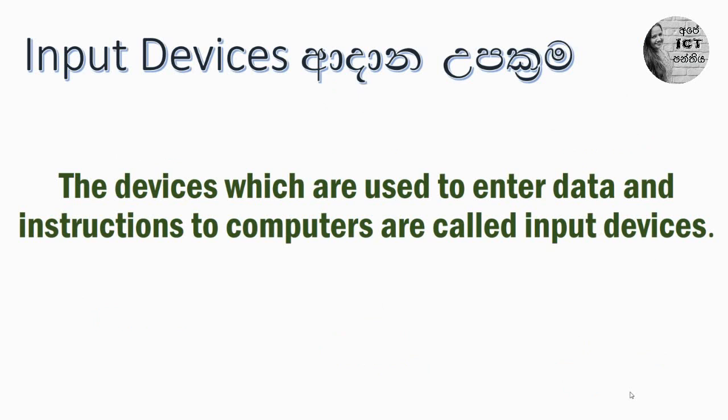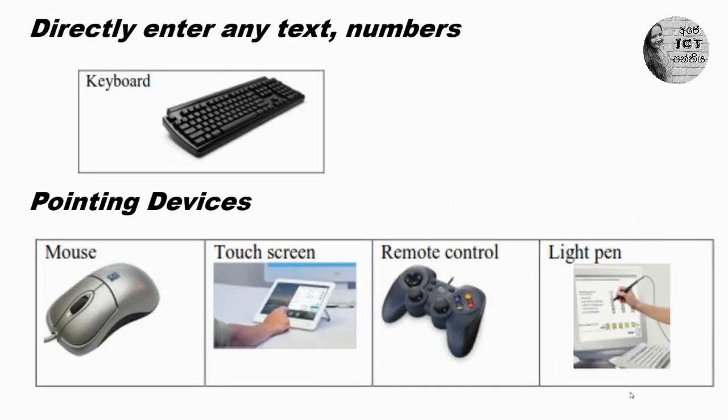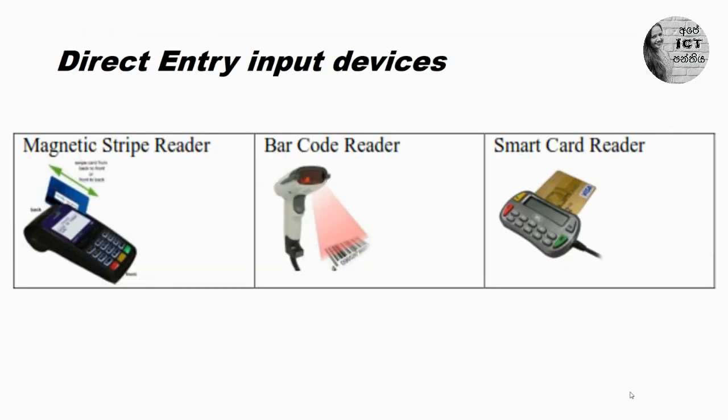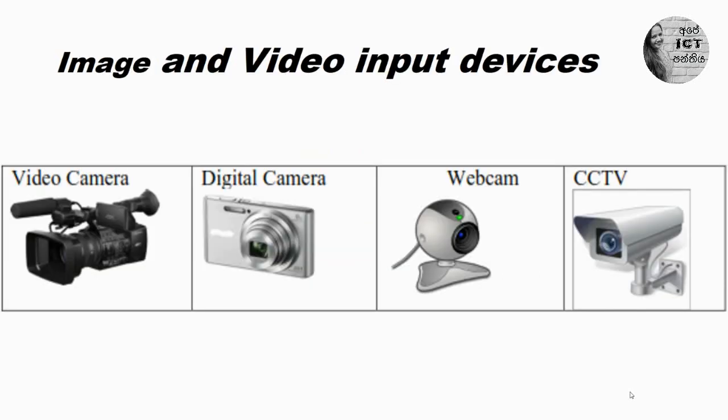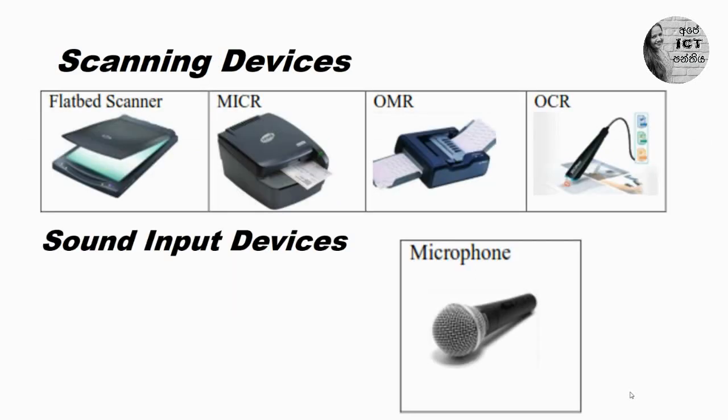So the first category is input devices. Devices which are used to enter data and instructions to the computer are called input devices. So these are the input devices: keyboard, mouse, touch screen, remote control, light pen, and there are many more: smart card reader, magnetic strip reader, barcode reader, video camera, digital camera, web camera, CCTV, and the scanning machines, scanners, and microphone.